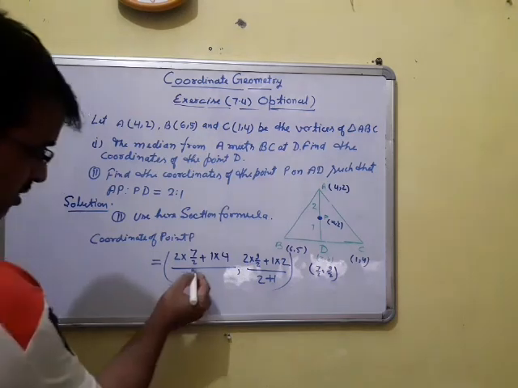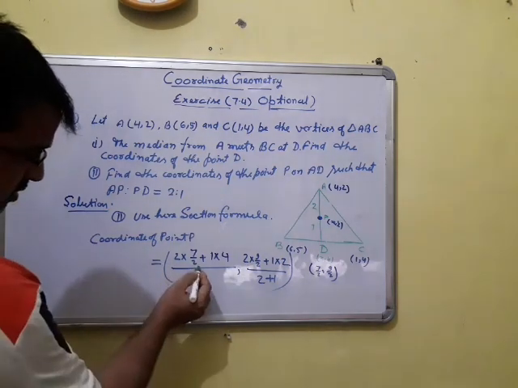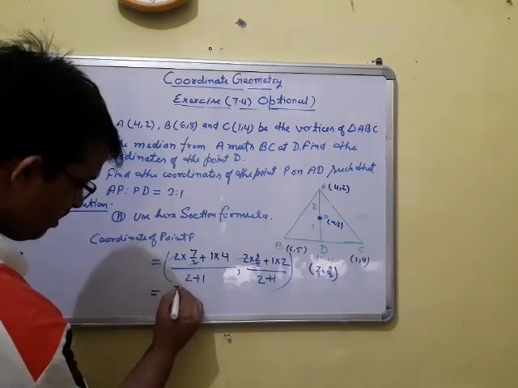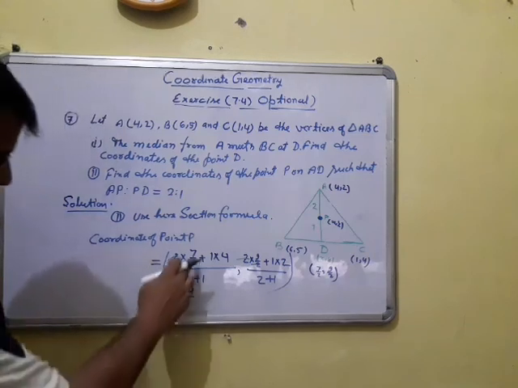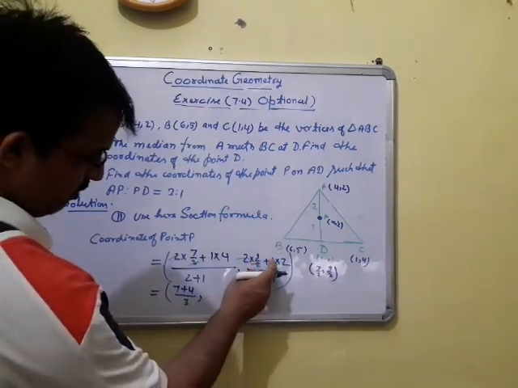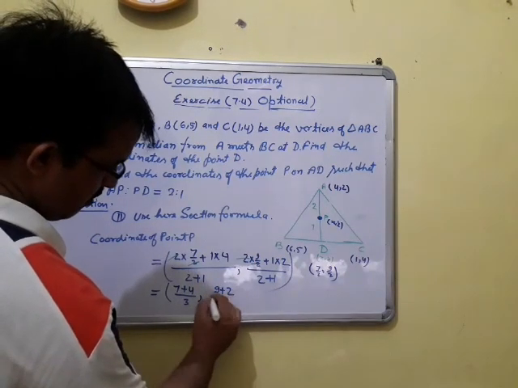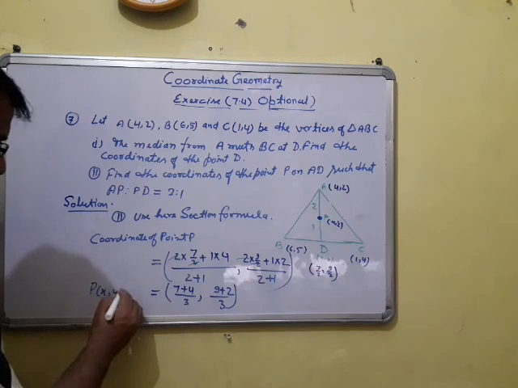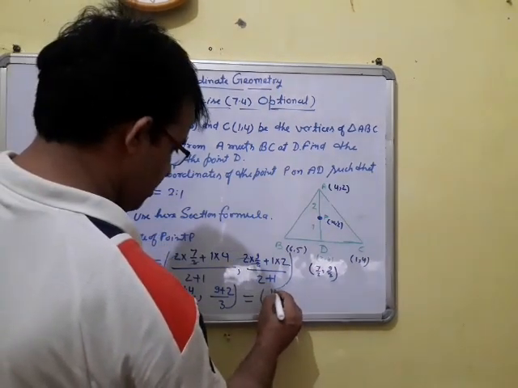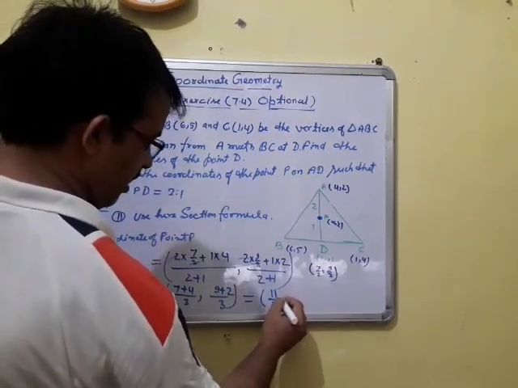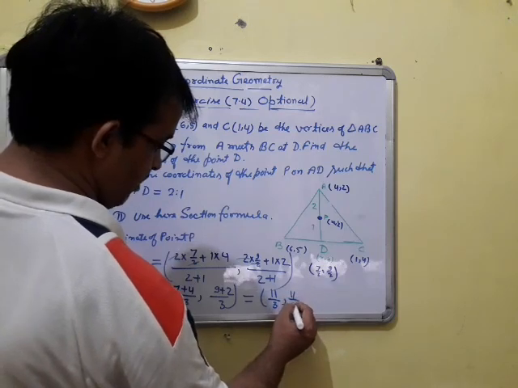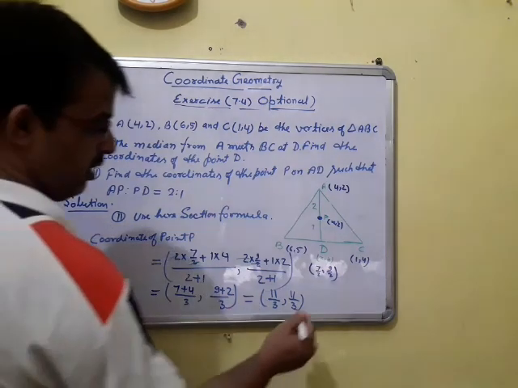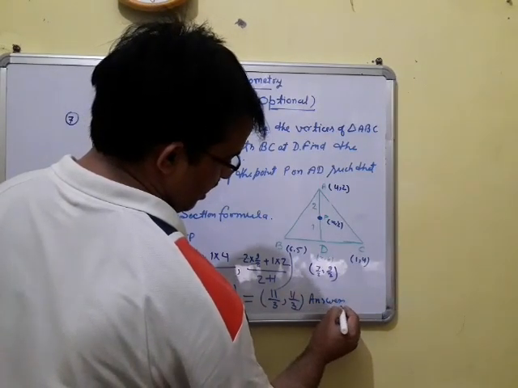Now what we get here: this portion cancels, and this one also cancels. So what we get here is 7 plus 4 over 3, and 9 plus 2 over 3. So the coordinates of P, x here is 7 plus 4, 11/3, and y is 9 plus 2, 11/3. Clear? 11/3 and 11/3. P's coordinates here are (11/3, 11/3). This one is your second answer.